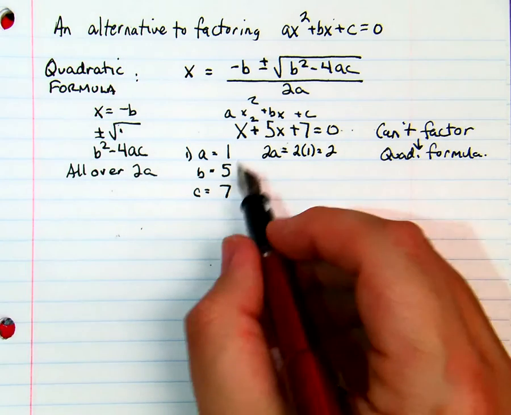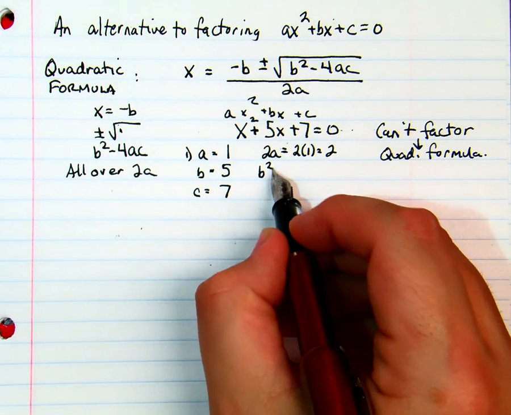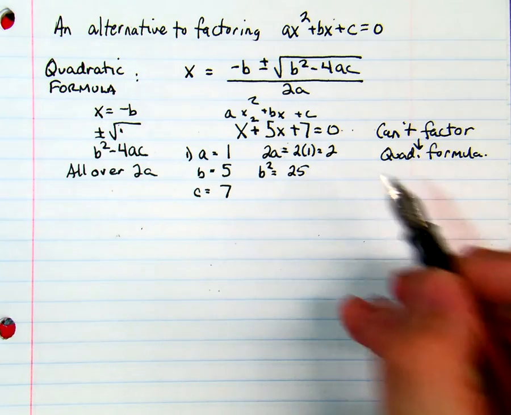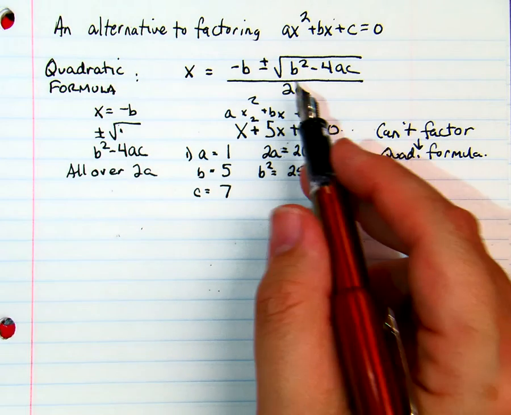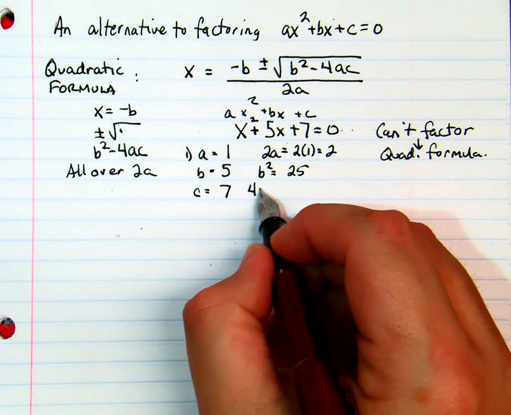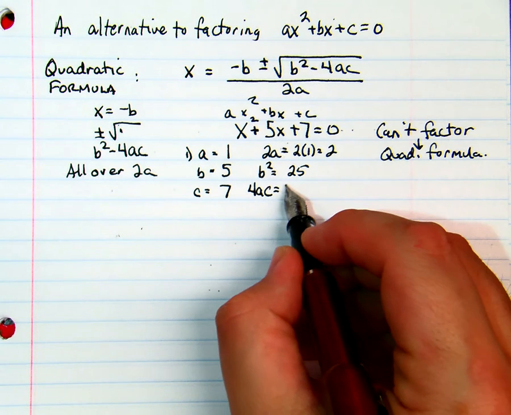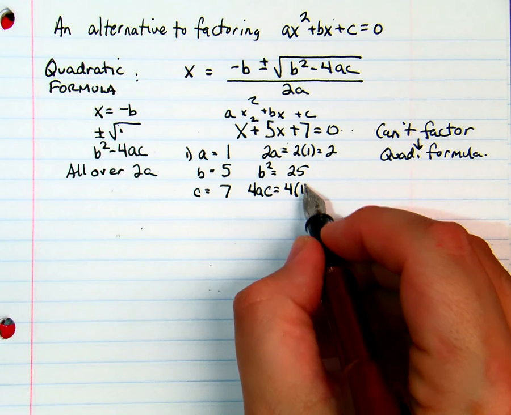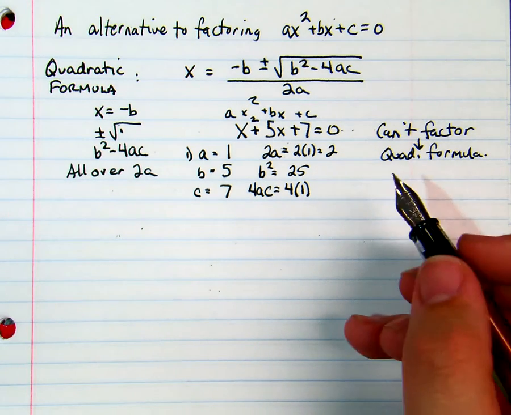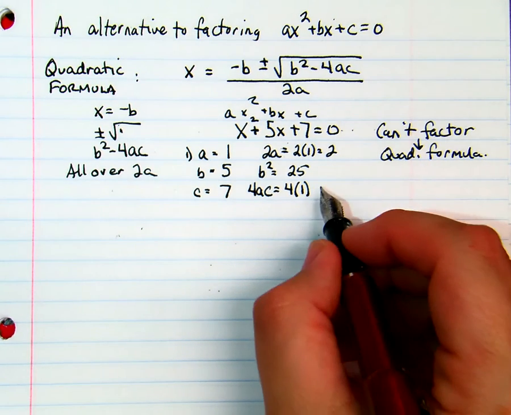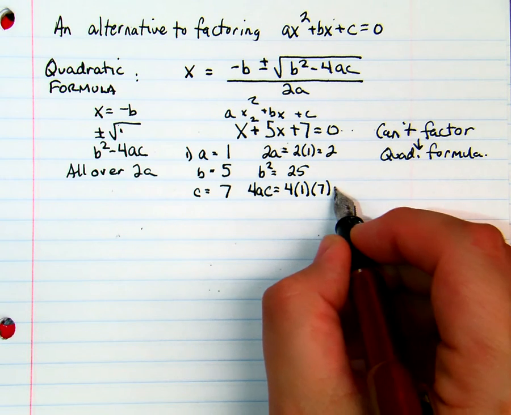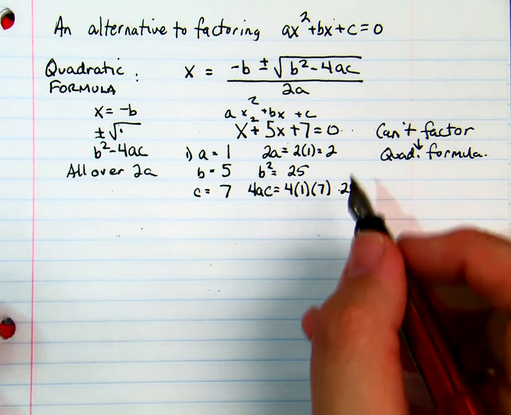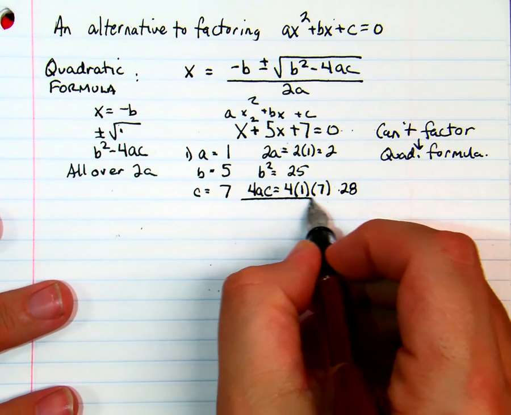Now with b, I want to figure out what b squared is right off the bat. What's 5 times 5? 25. And now I need my 4 times a times c. So I'm going to get 4 times a, which is what? Well, a is 1, so it's 4 times 1, which is 4, times my c value, which is 7. So what's 4 times 1 times 7? 28.